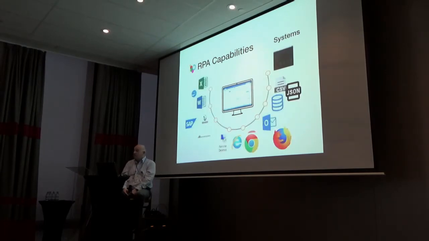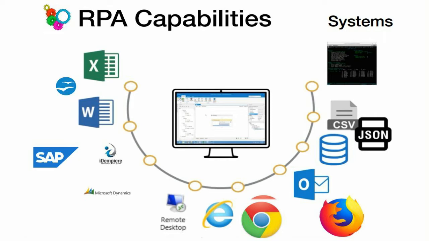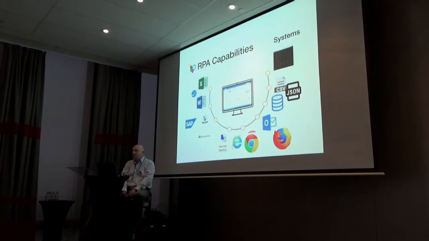And in terms of systems, normally you can use RPA capability with Excel, OpenOffice, Word, iDempiere, SAP, Microsoft Dynamics. You can use CSV files, JSON files, legacy machines, databases, email, Firefox, Chrome, iDempiere, and Citrix. You have a lot of capability to use this kind of application and to automate some tasks on all these systems.